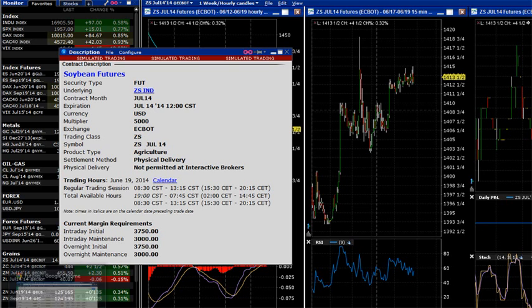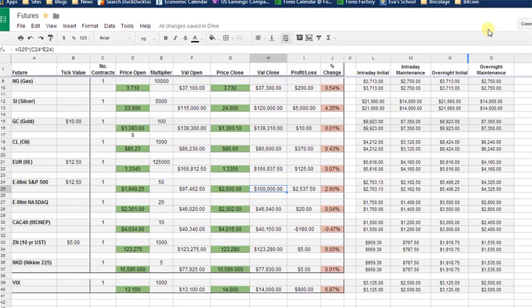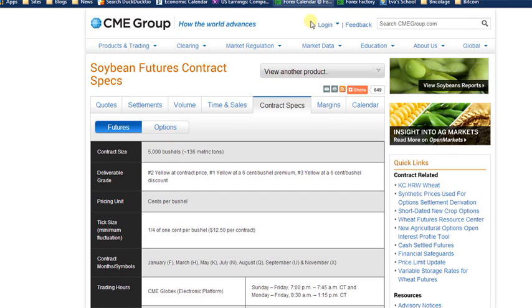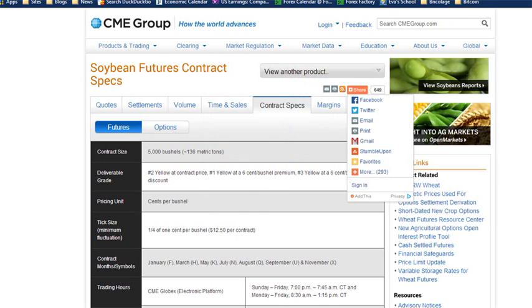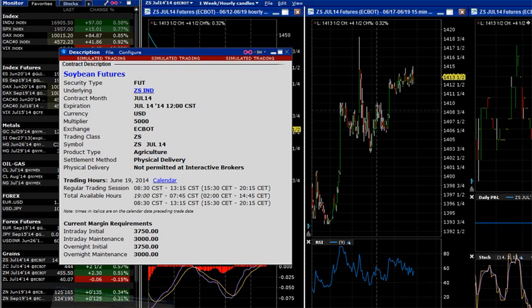What does that mean? That means I risk getting delivered 5,000 bushels or 136 metric tons of soy if I don't close out this futures contract position, if I bought it before the expiration. So be very careful about the difference between cash and physical delivery. If you're holding on to a soy contract when it expires, you might get a lot of soy.